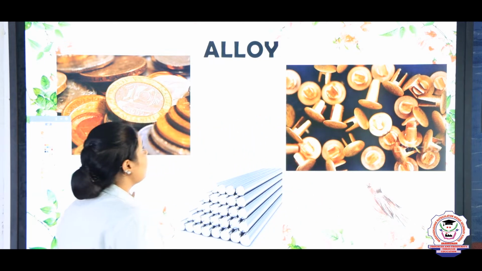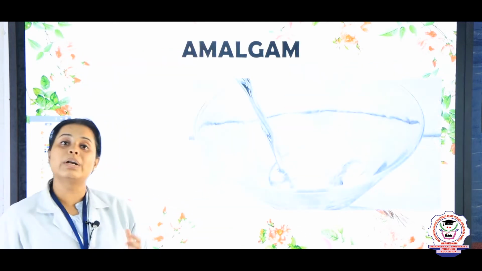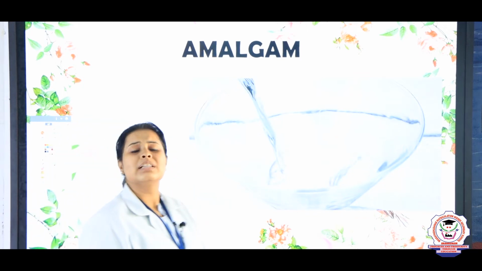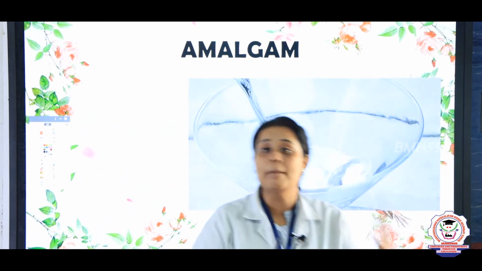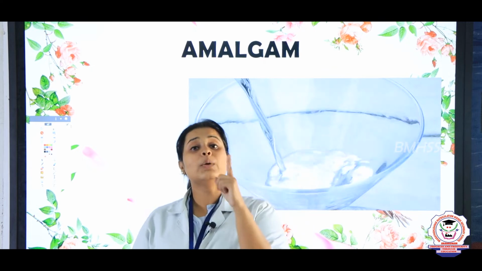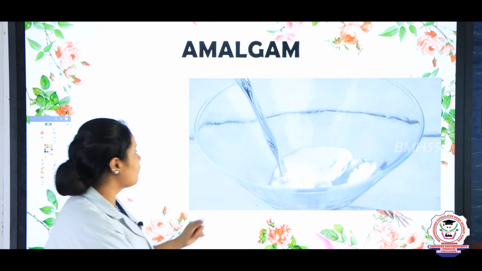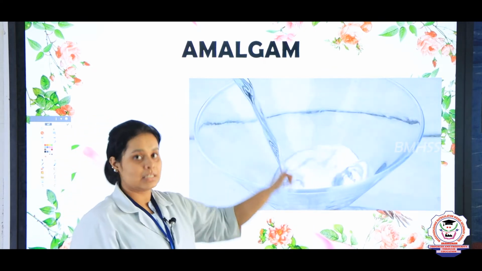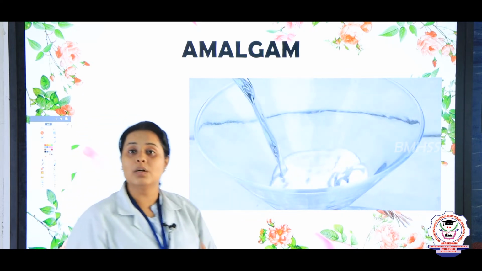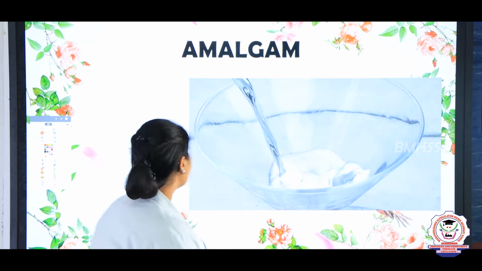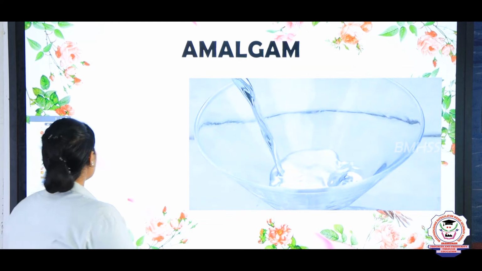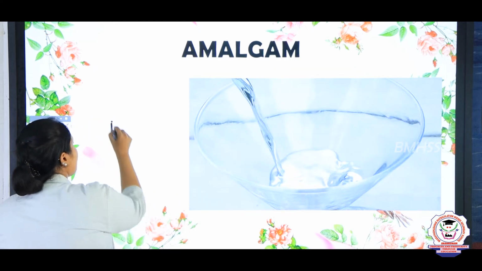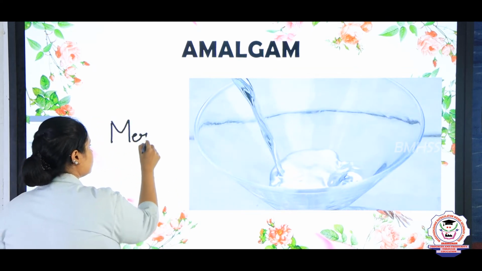Same with children, after alloy you should know what is an amalgam. So there is not much difference between an amalgam and an alloy. Only one difference is there and that difference is due to this. Yes, so this is the liquid metal which is known as mercury. What is this children? This is mercury.